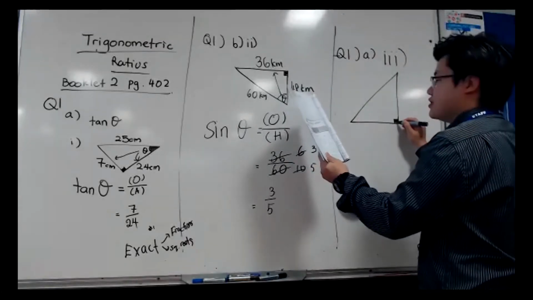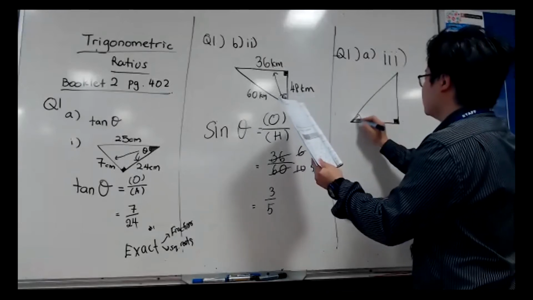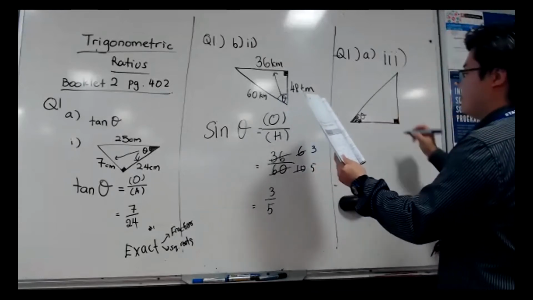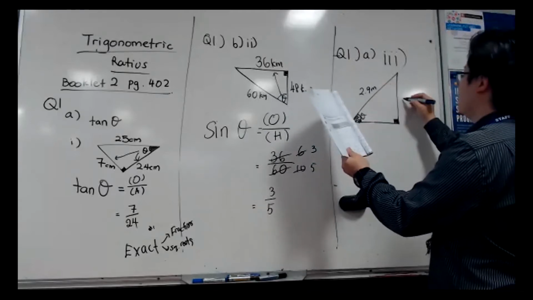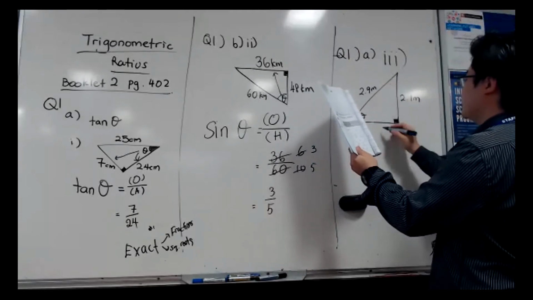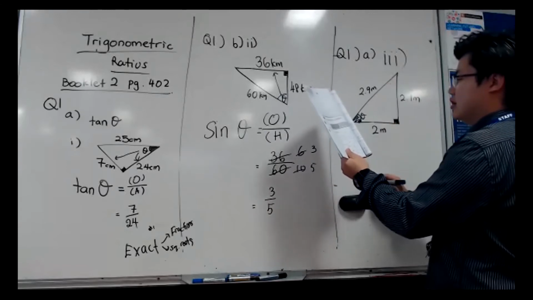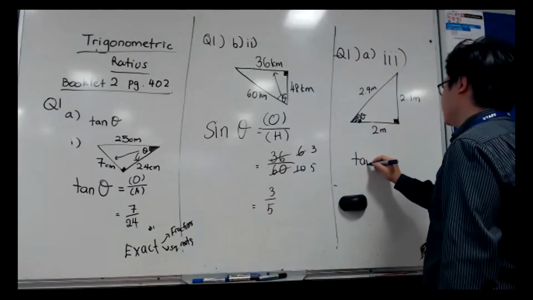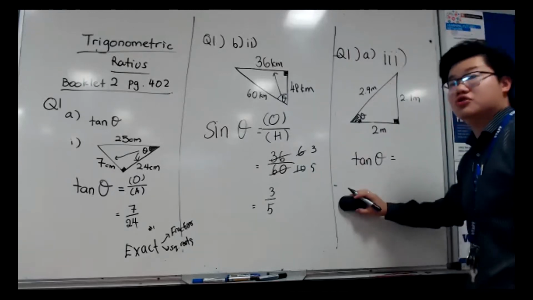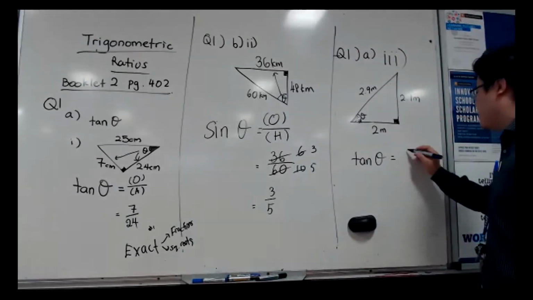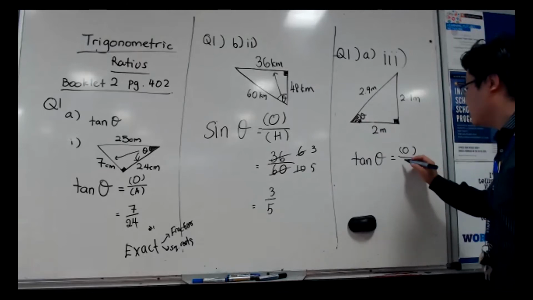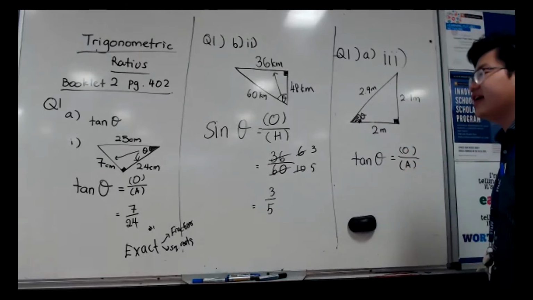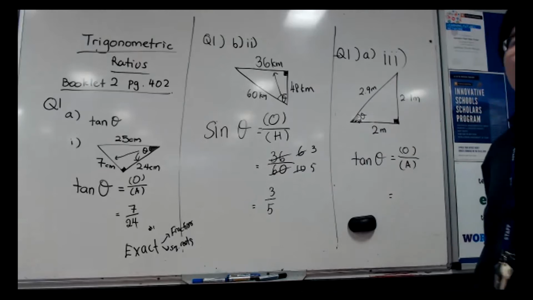Draw a right angle triangle. Reference angle theta. Now, the hypotenuse is 2.9 meters, that's 2.1 meters, and that's 2 meters. You're looking for tangent. Tangent theta equals opposite over adjacent. Very good. Now, where's the opposite?